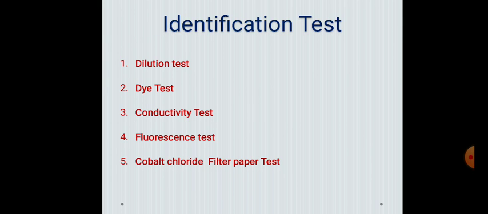Next, how can you find out or identify the different types of emulsion? For that, there are 5 different tests. First, dilution test; second, dye test; third, conductivity test; fourth, fluorescence test; and last, cobalt chloride filter paper test. By using these 5 tests, we can find out the type of emulsion.